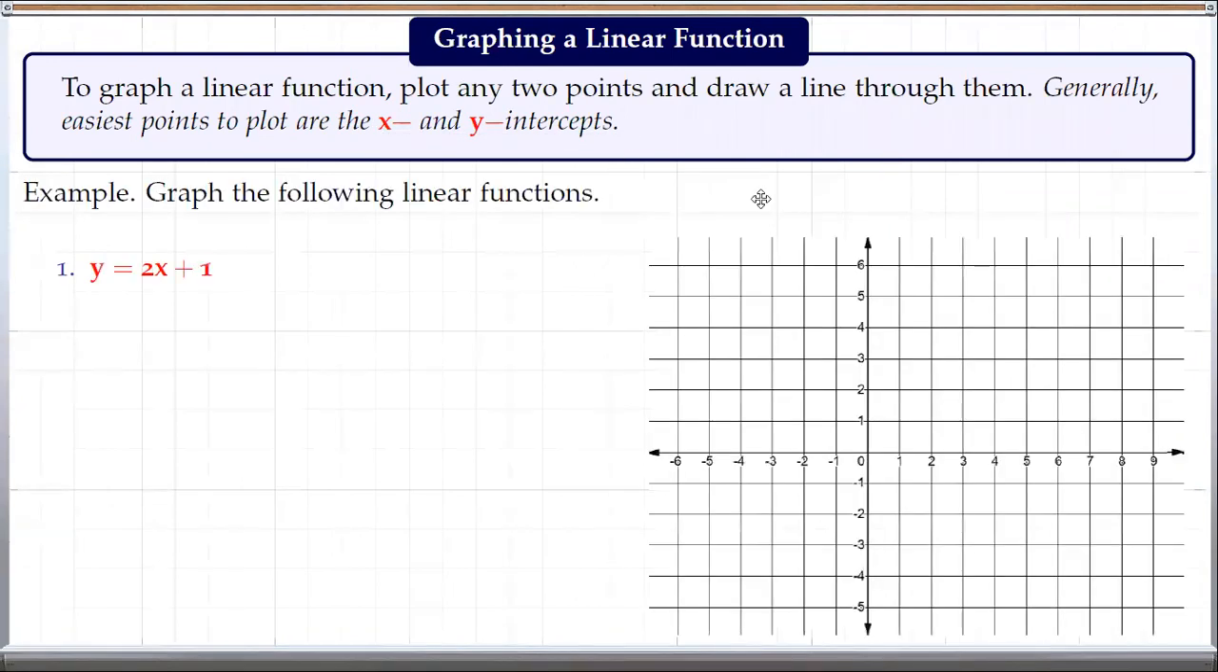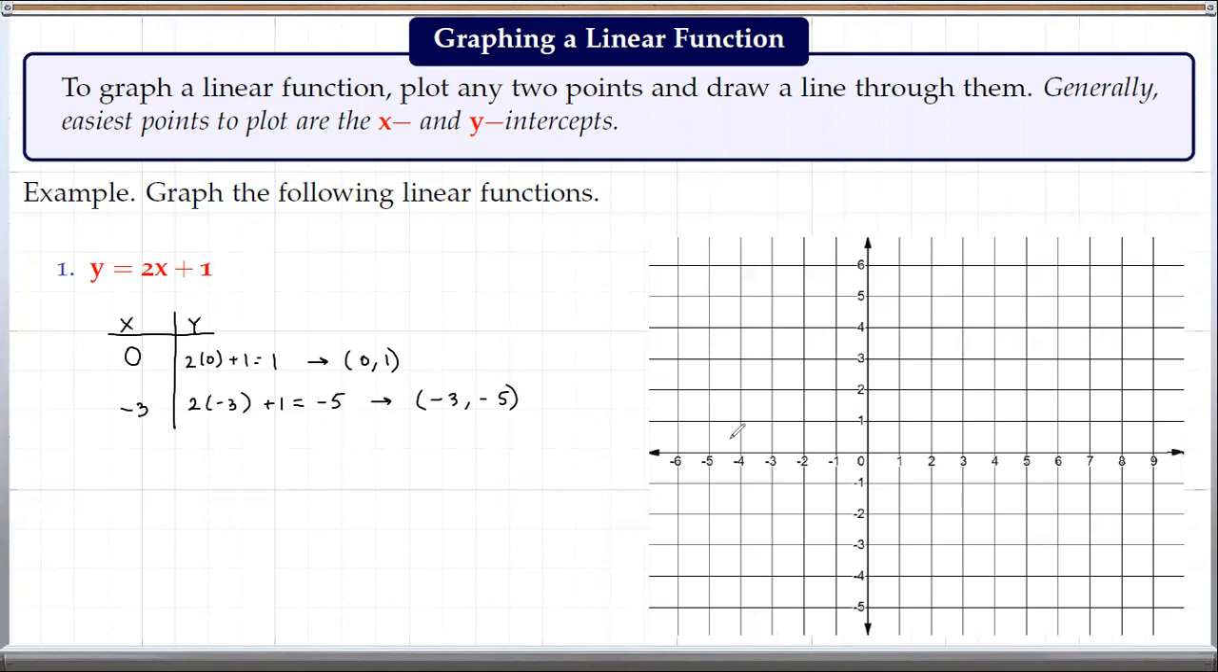Here is the first one, graph the following linear functions. So we need to find 2 points. Let's do that in a table. So when x is 0, y would be 2 times 0 plus 1, which is 1. So this gives us the point 0, 1. When x is like negative 3, y would be 2 times negative 3 plus 1. So 2 times negative 3 is negative 6. Negative 6 plus 1 is negative 5. So that means we have the point negative 3, negative 5.